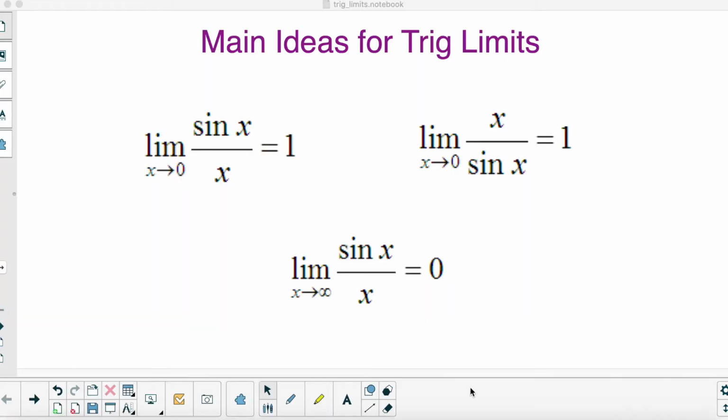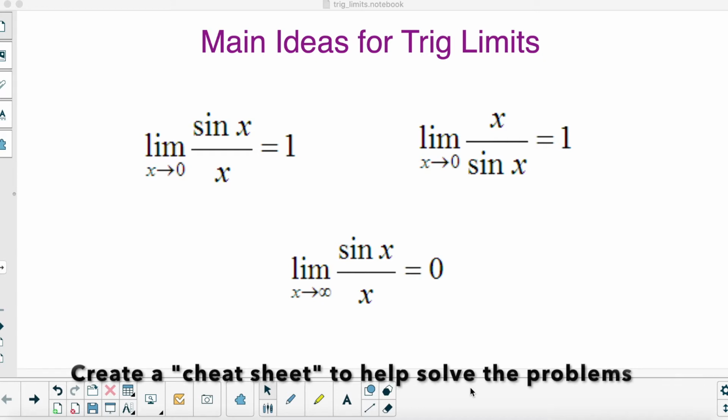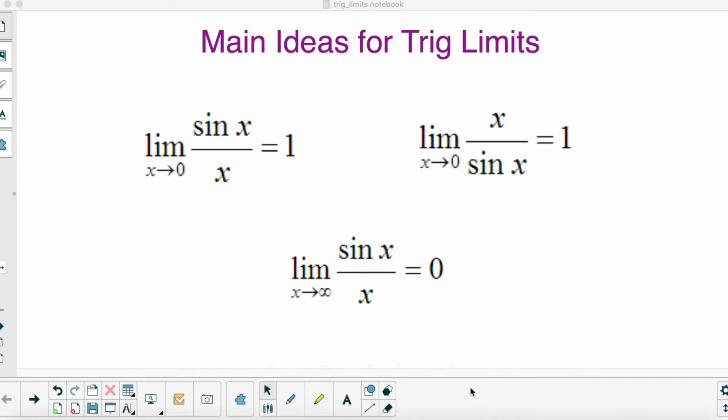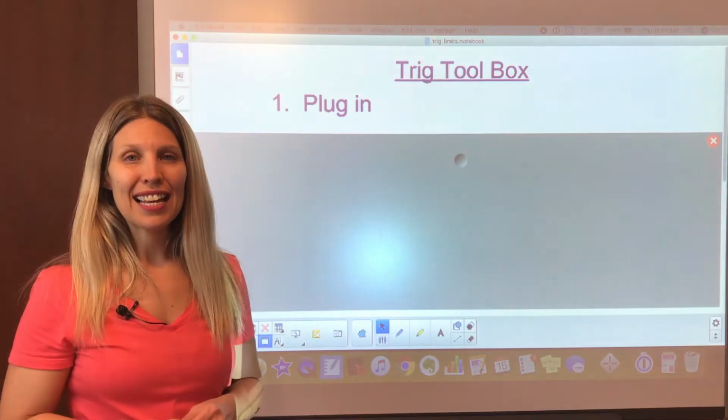And I highly suggest that you have another sheet of paper, maybe even a colored sheet of paper, where you keep all of your trig helpful hints. Anything that you're going to be using for all of these trig problems, I highly recommend you put on a separate sheet of paper that you can easily pull out. It would be known as your trig limit cheat sheet, to give you some ideas to get going. So write down these 3 trig limit properties.